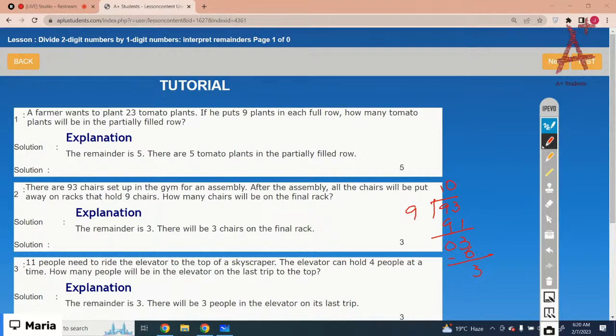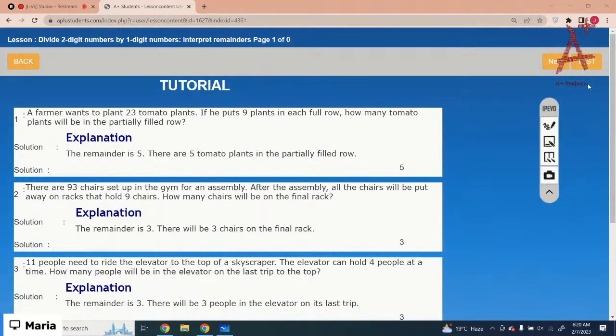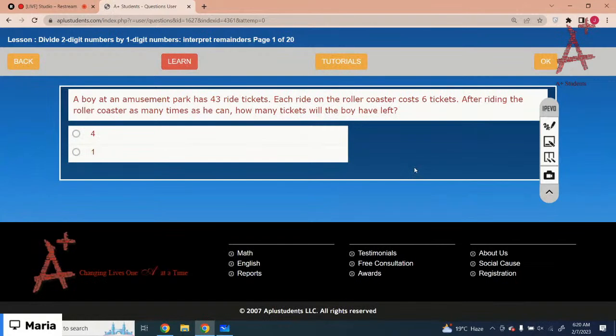Okay, let's just start with the test questions. So basically in these questions, you just have to look for the remainders. When you divide, you have to look at the remainders. Got it? Okay, the next one is a boy at an amusement park has 43 ride tickets. Each ride on the roller coaster costs 6 tickets. After riding the roller coaster as many times as he can, how many tickets will the boy have left?